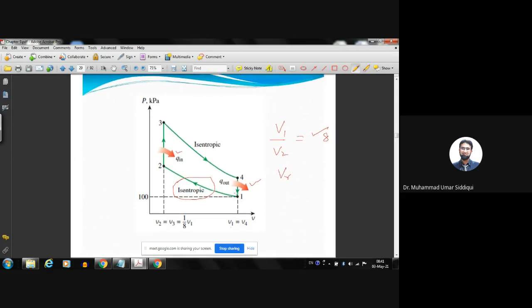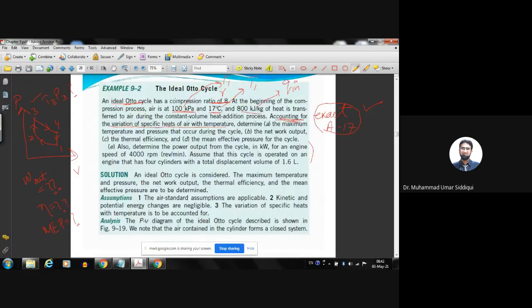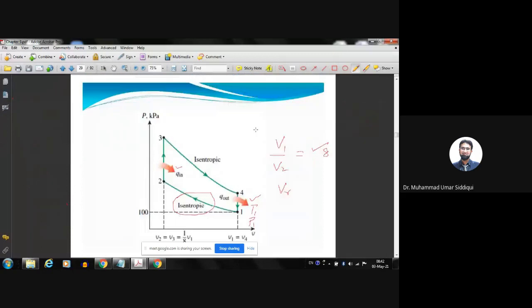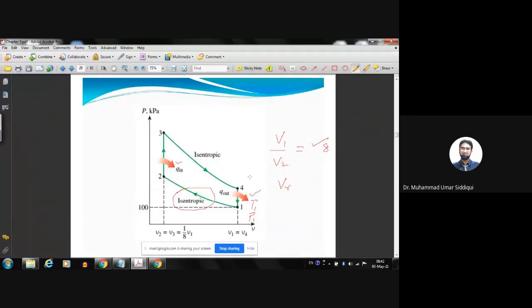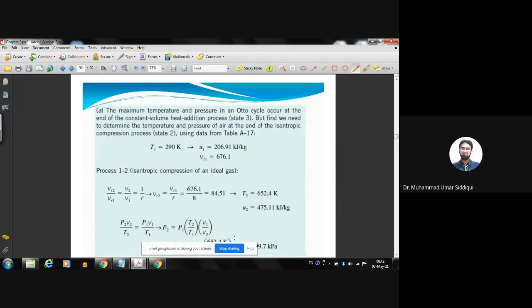We already know T1 and P1. So at state point 1, we know T1 and we know P1. It was mentioned as 100 kilopascal and 17 degrees centigrade. Okay, so our logic will be we are going to go into table A17. Corresponding to T1, we are going to determine VR1. Then using VR1 and V1 by V2, we're going to determine VR2. And then once we determine VR2, we're going to go back into the table, find where VR2 is, and then corresponding to VR2, we're going to determine T2. Okay, so let's have a look at it.